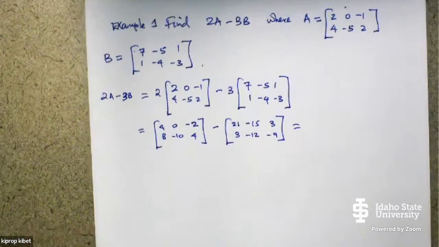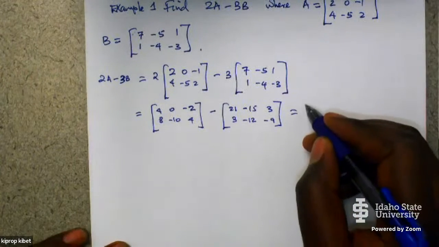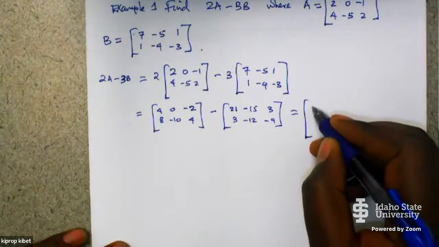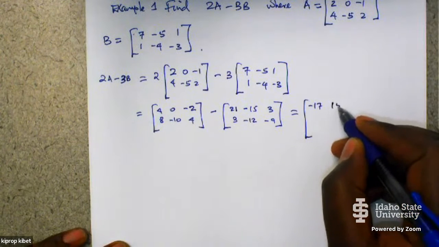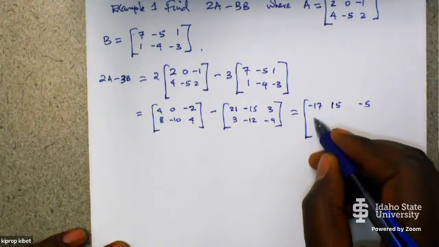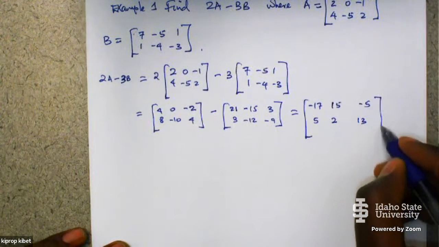And then we solve this. We subtract the two matrices. So when we do that, what do we get? We get -17, 15, -5, 5, 2, and 13.